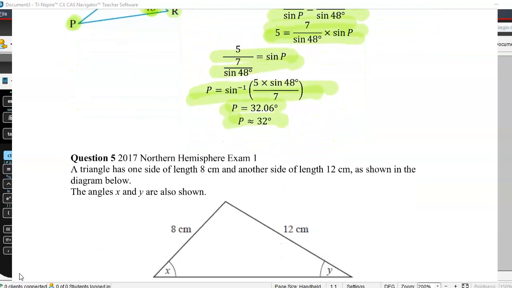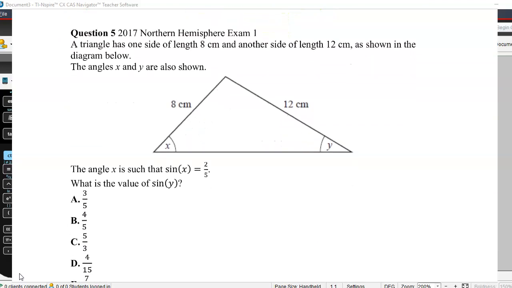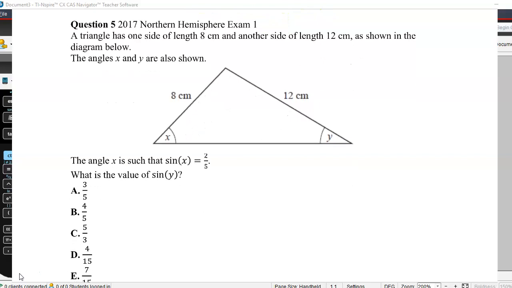Okay, so I've taken some exam questions from the Further Maths exam where we use this quite a lot. Question 5 from the 2017 exam, Northern Hemisphere version. The triangle has one side of length 8 centimeters and another side of length 12 centimeters as shown in the diagram. The angles X and Y are also shown. The angle X is such that sine X is equal to 2/5. What is the value of sine Y?